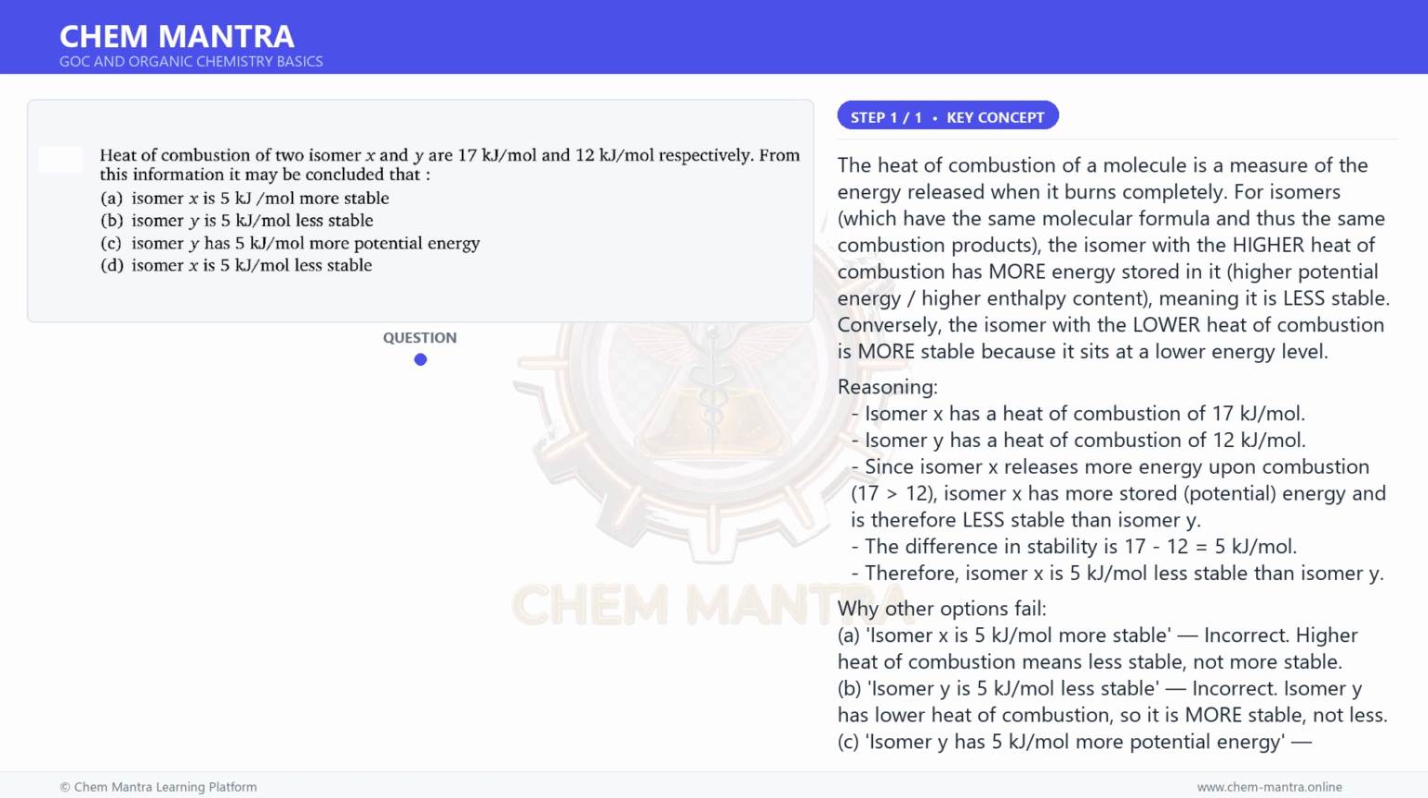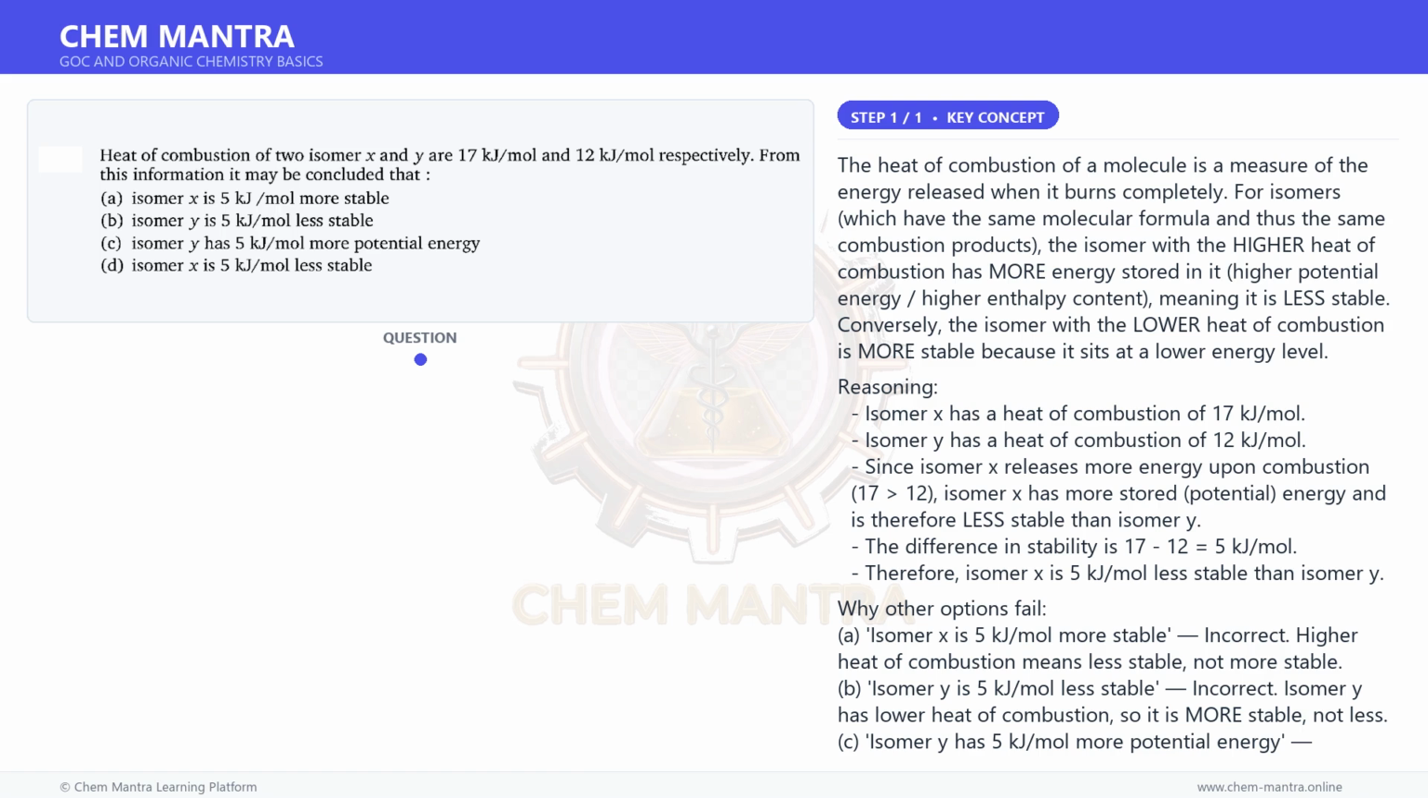Reasoning. Isomer X has a heat of combustion of 17 kJ/mol. Isomer Y has a heat of combustion of 12 kJ/mol. Since isomer X releases more energy upon combustion, 17 minus 12, isomer X has more stored potential energy and is therefore less stable than isomer Y. The difference in stability is 17 minus 12 equals 5 kJ/mol. Therefore, isomer X is 5 kJ/mol less stable than isomer Y.